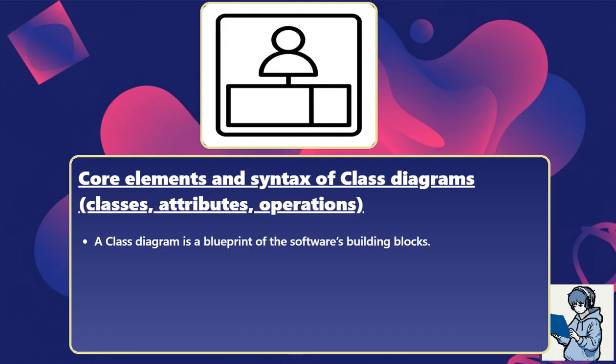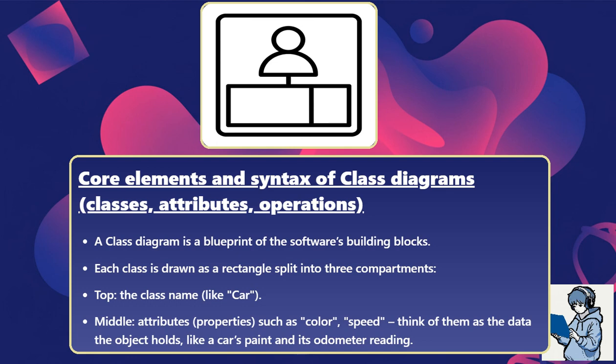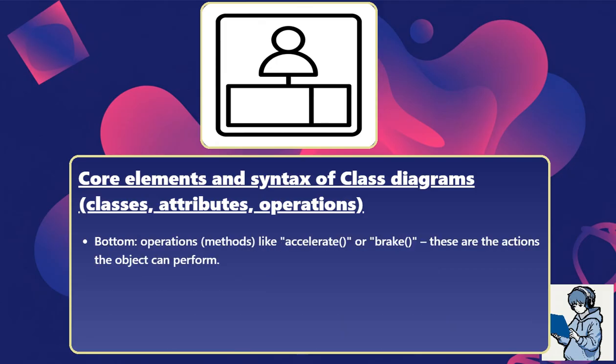A class diagram is a blueprint of the software's building blocks. Each class is drawn as a rectangle split into 3 compartments. Top: the class name, like Car. Middle: attributes such as color, speed. Think of them as the data the object holds, like a car's paint and its odometer reading. Bottom: operations like accelerate or brake. These are the actions the object can perform.